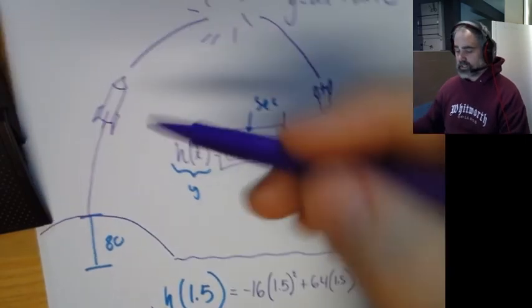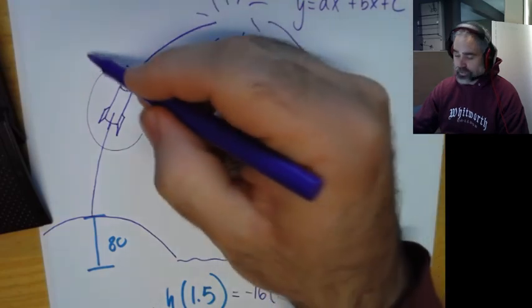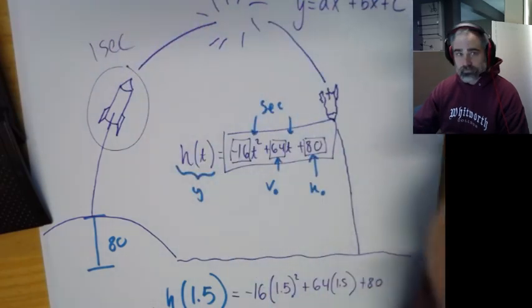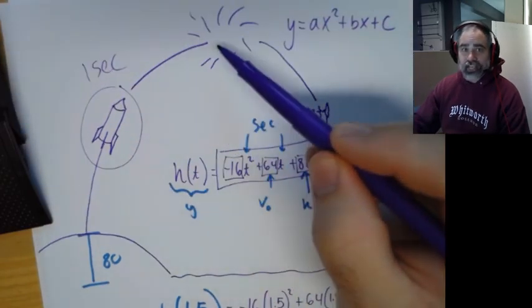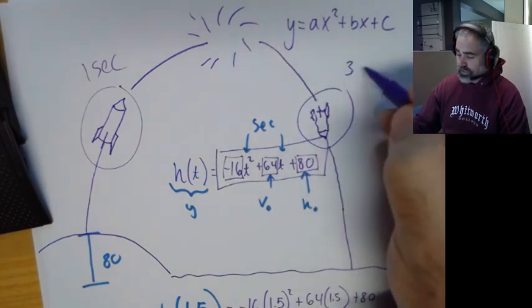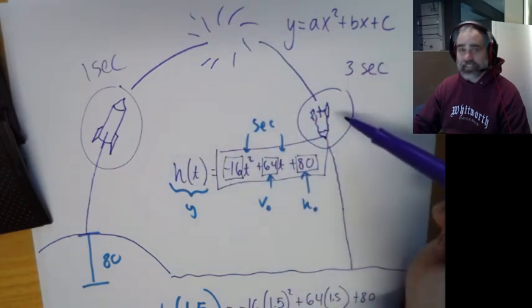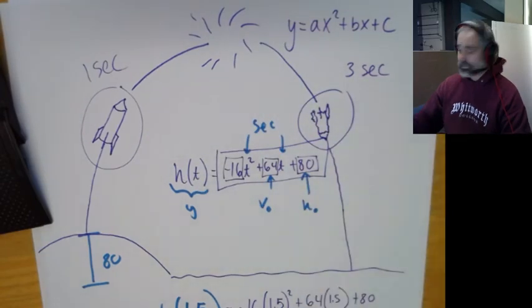I reached 128 feet right here after 1 second. But then it keeps going up, and then guess what? It comes back down to 128 feet after 3 seconds. Okay, which is why you get two places, because it's going up and then coming back down. It's going to reach the same height twice.